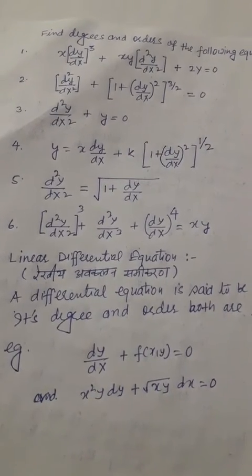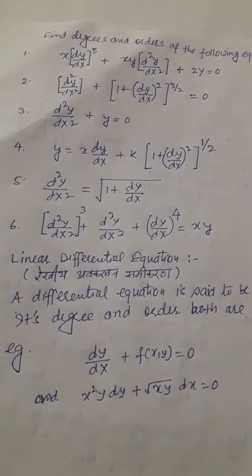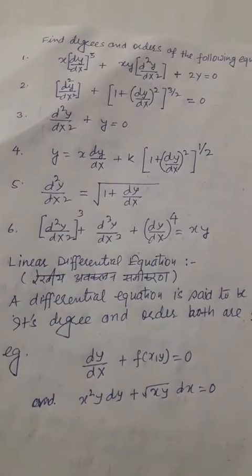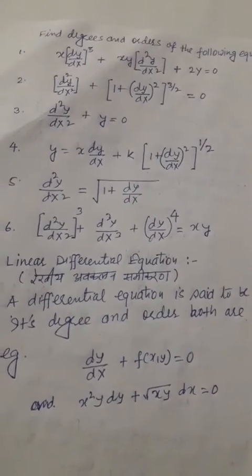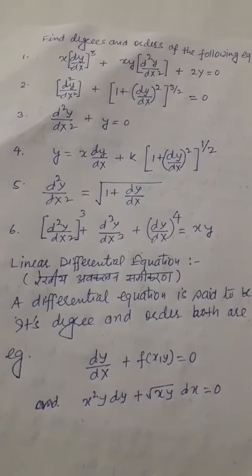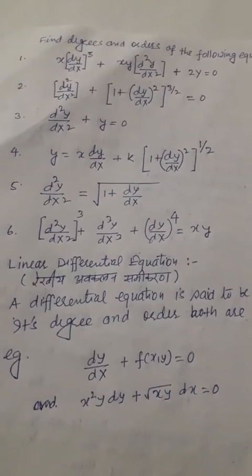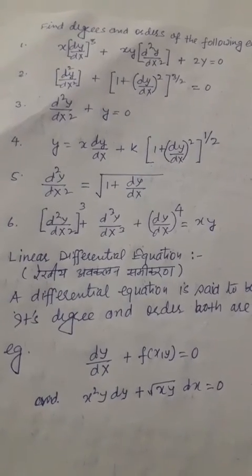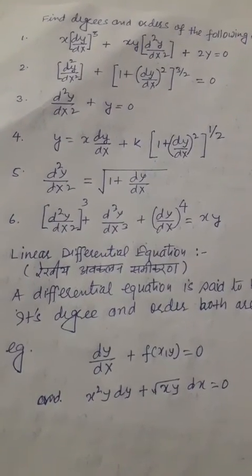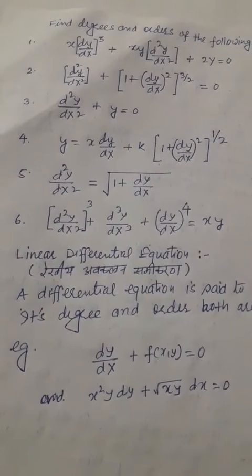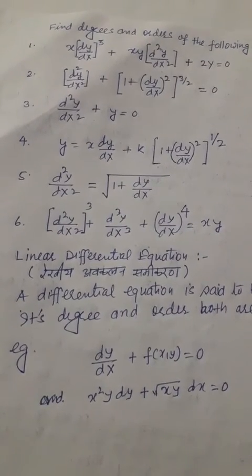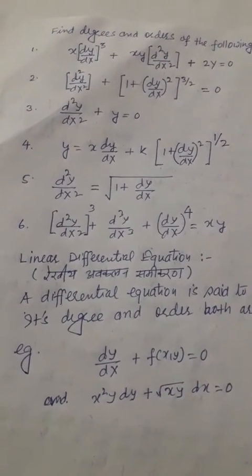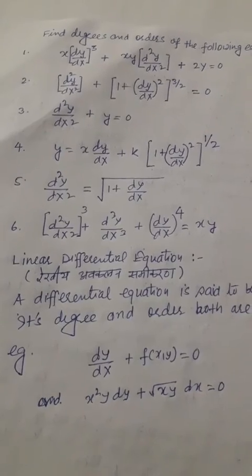So the highest order derivative d by dx is first order, and its power here is 1. So it is a differential equation having degree 1 and order 1. So it is a linear differential equation. This can be written in another form, x square y dy plus del under root xy into this equal to 0. It is another form of the linear differential equation.